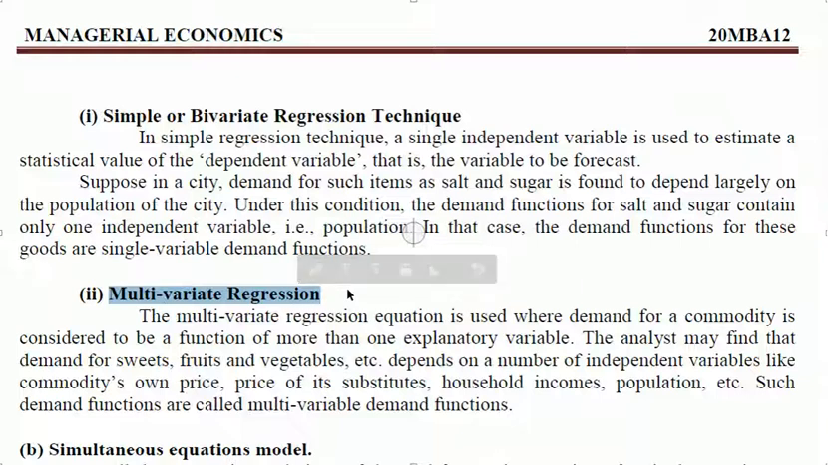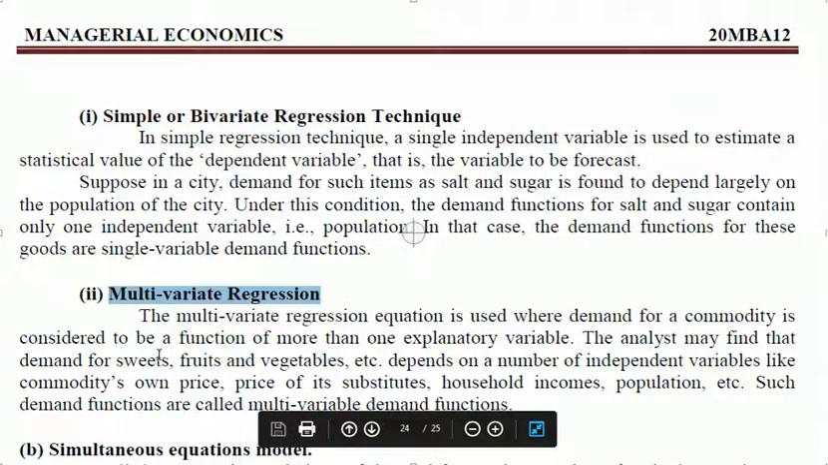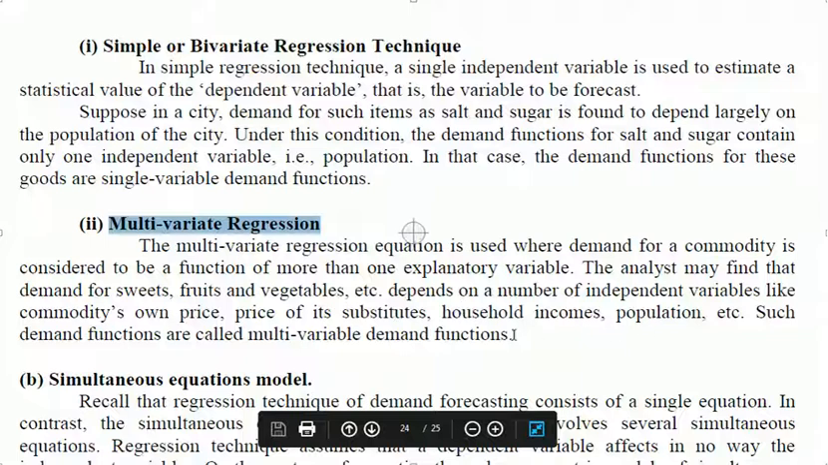Whereas in the second one, which is multivariate regression, there will be two or more determinants that will determine the demand for your product. So the multivariate regression equation is used where the demand for a commodity is considered to be a function of more than one explanatory variable. The analyst may find that demand for sweets, fruits, vegetables depends upon a number of independent variables such as the commodity's own price, the price of its substitutes, household income, population, etc.